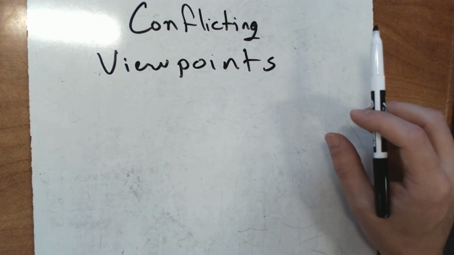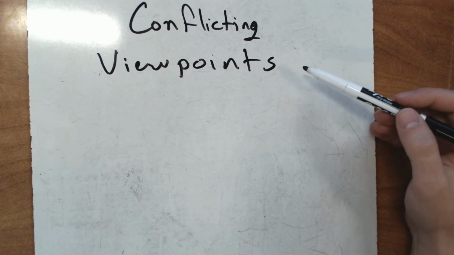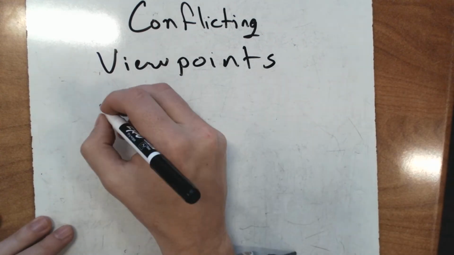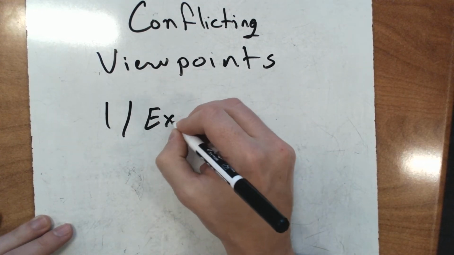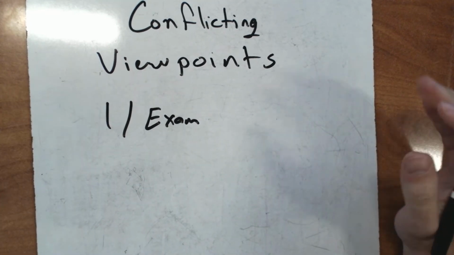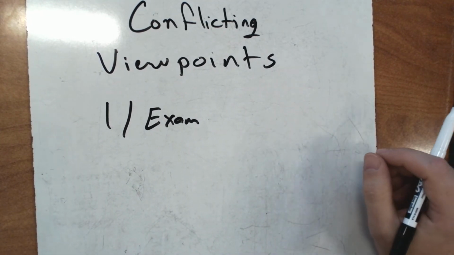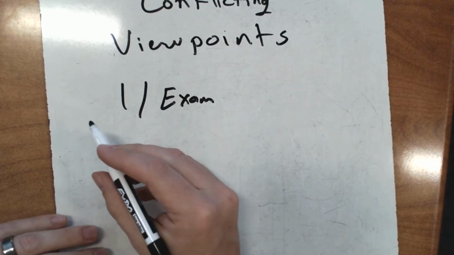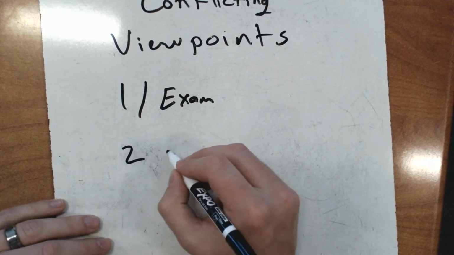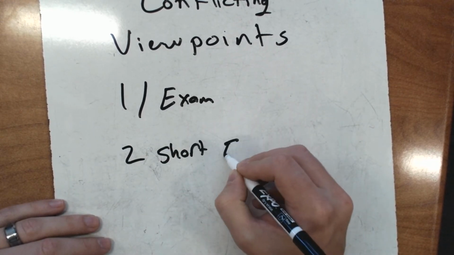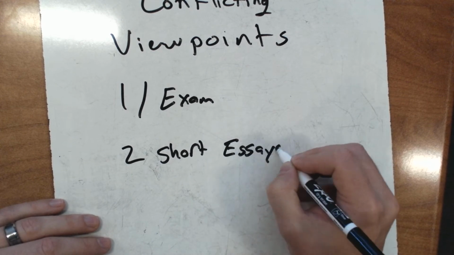The final passage type for the ACT Science is called conflicting viewpoints. There is always one of these on each ACT exam. It is the least common of all of the science question types. What it's made up of, and is easy to identify, is that you will find yourself with two short essays to read.